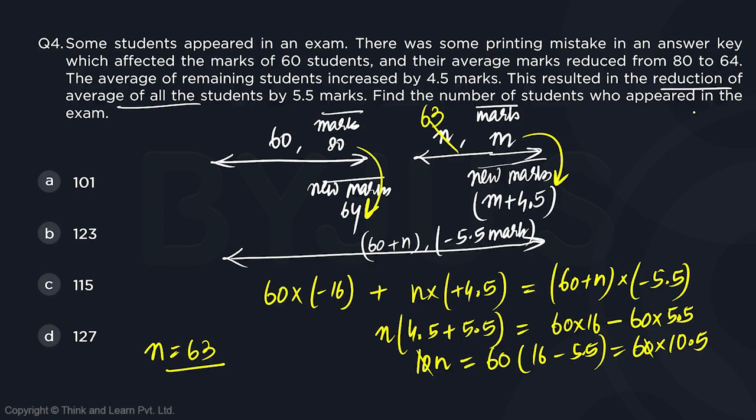Question says find the number of students who appeared in the exam. So the number of students who appeared in the exam is 60 plus 63. That should result in 123. 123 is option B. B will be the answer.